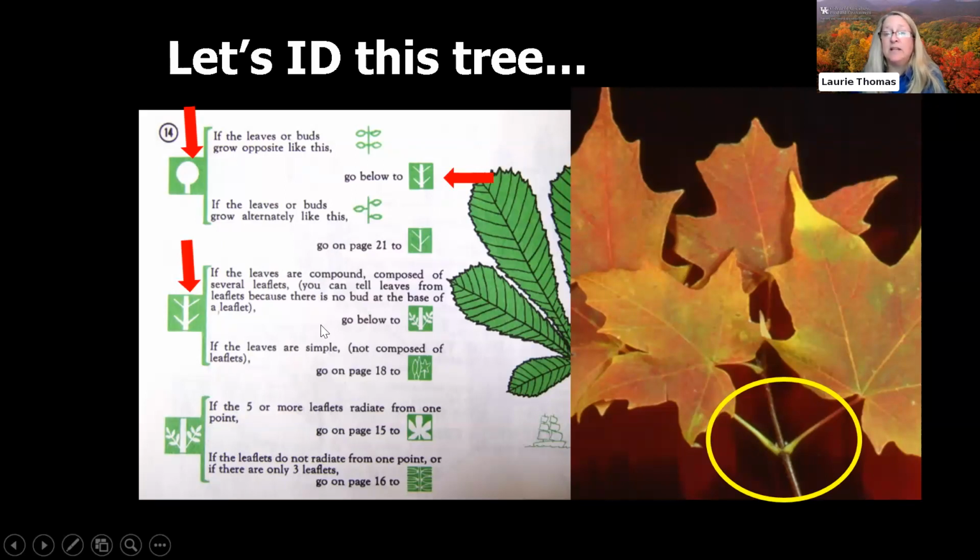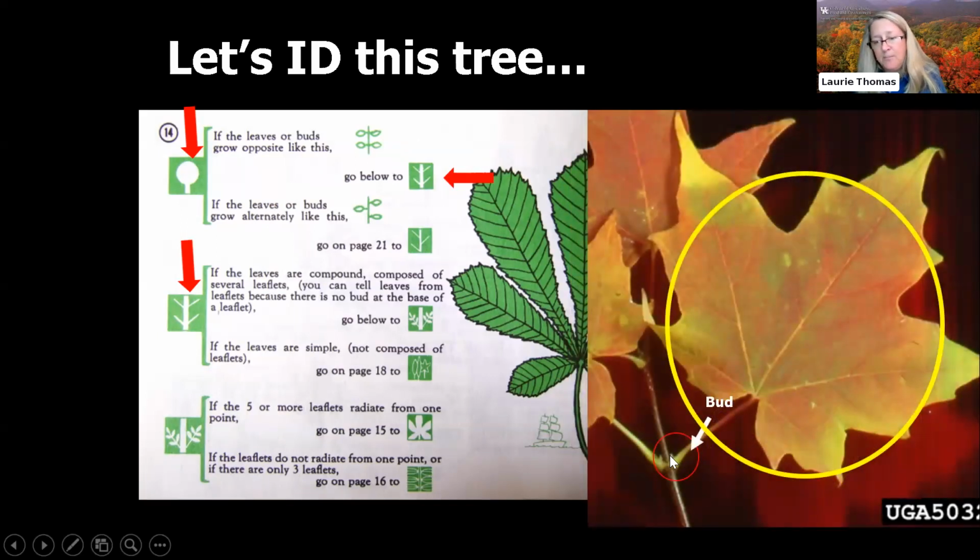Now it's asking us about leaf form, and it asks if the leaves are compound and composed of several leaflets, or are the leaves simple and not composed of several leaflets. Well, as we can see, we've got a bud right here, and I was going to say, I think a bud right here.